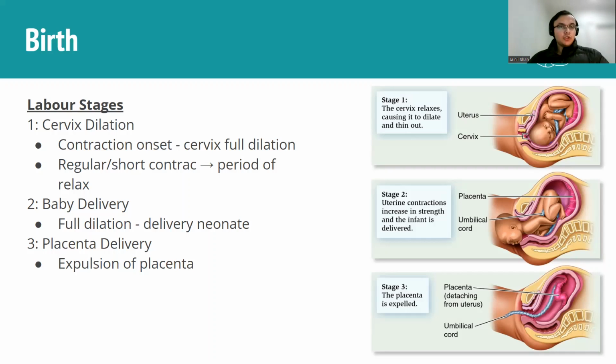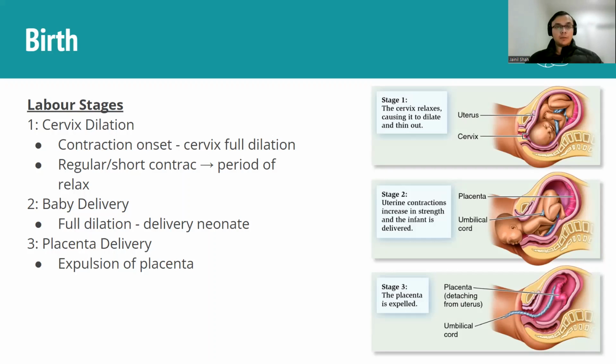And then stage 2 is the actual baby delivery stage, moving on from the dilation to delivery of the neonate. We talked about before the whole reflex that occurs to allow that to happen, the Ferguson reflex. And then finally, once the baby is delivered, the placenta is still left inside, so we have to deliver that as well. Stage 3 is the expulsion of the placenta.